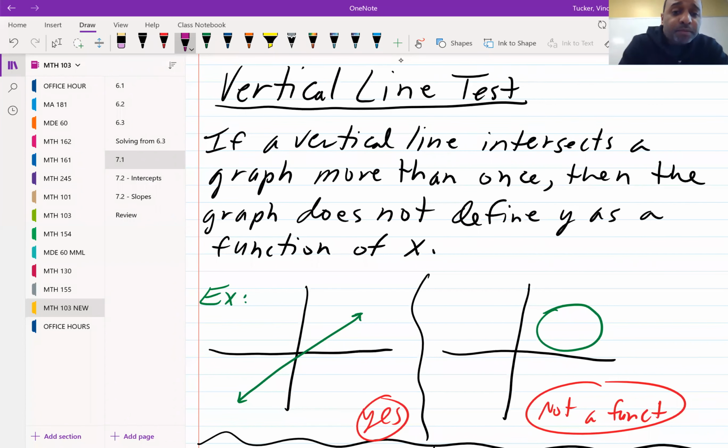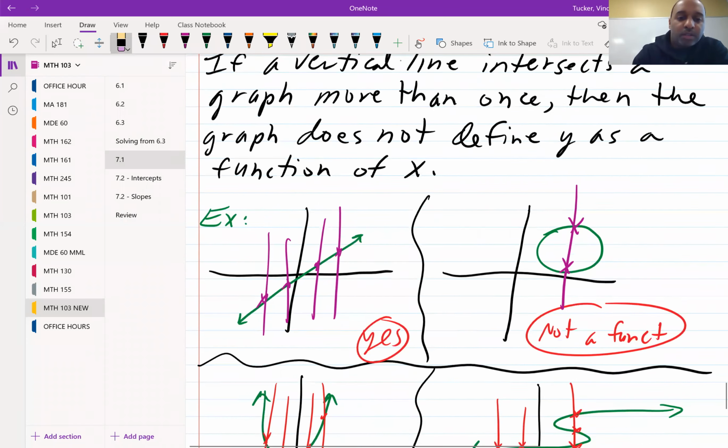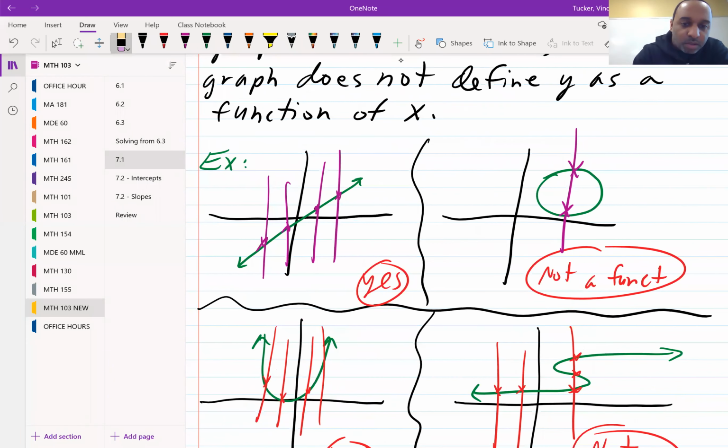So looking at the first one, we have a straight line. No matter where you draw your vertical line, it will only cross it once. So it is a function. If we look at a circle, it crosses it twice. So it means it's not a function. Same thing here, just want to use different colors.